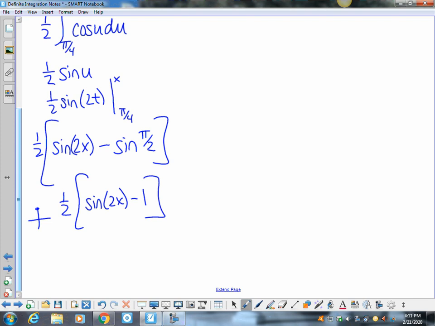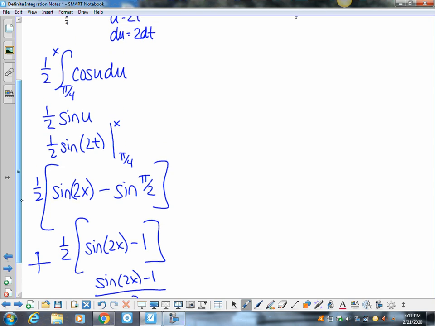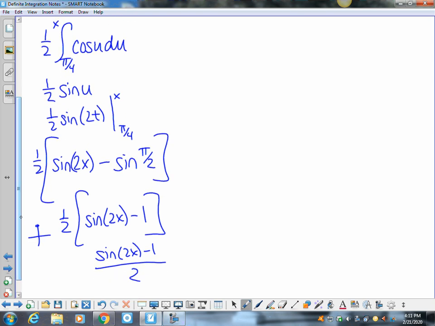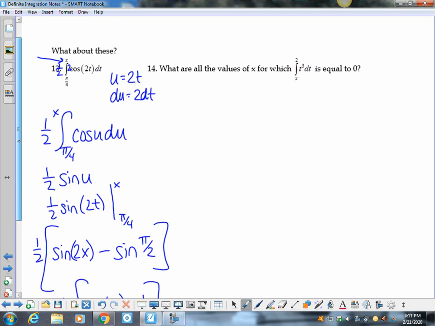And then I'm just going to write it all over 2 instead of the 1/2 out front. But, I mean, you can write it either way. It's fine. Multiple choice, just be flexible. So the x didn't cause us to do anything different. It just kept us from getting a numerical answer. We have an expression as our answer that has an x in it.